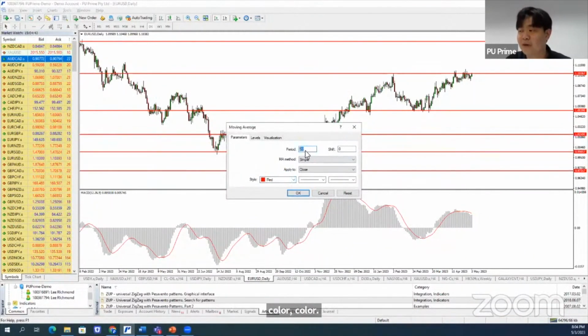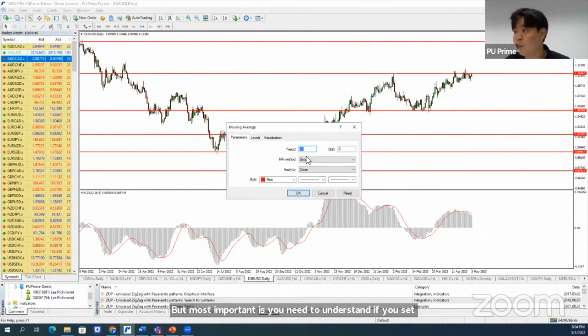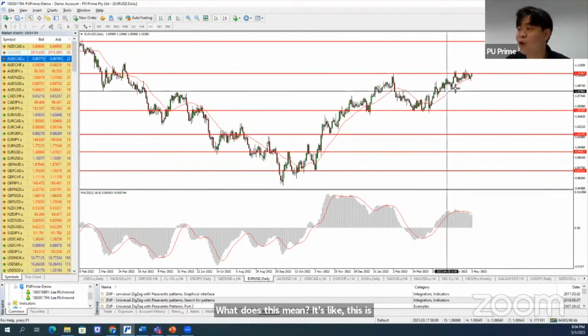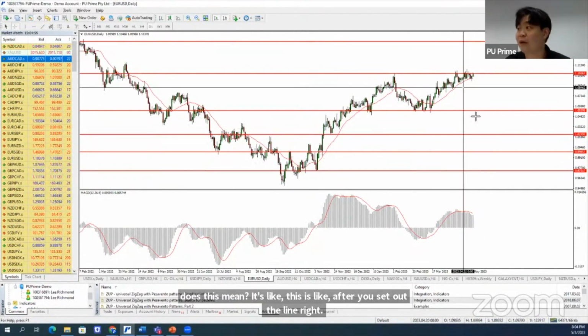But the most important thing is you need to understand: if you set the red color and then set the 20 period over here, it means that this is a short-term MA line. The period 20, what does this mean? After you set the line, you can see there is a line over here. So how can we know how to identify the moving average?